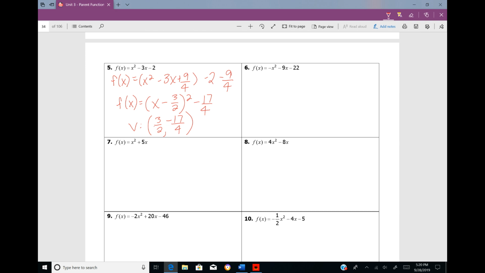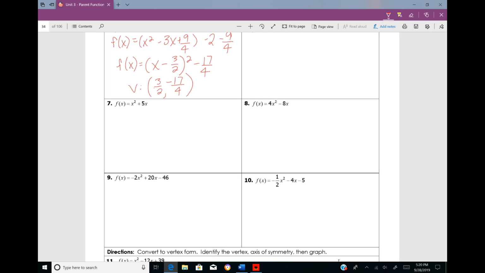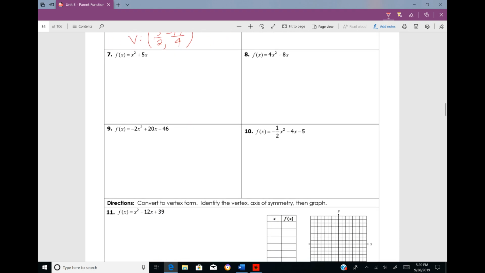Alright, let's do number 9 together. The first thing that we're going to do is group it, but let's also just pull out that negative 2 from our group, and leave a space.